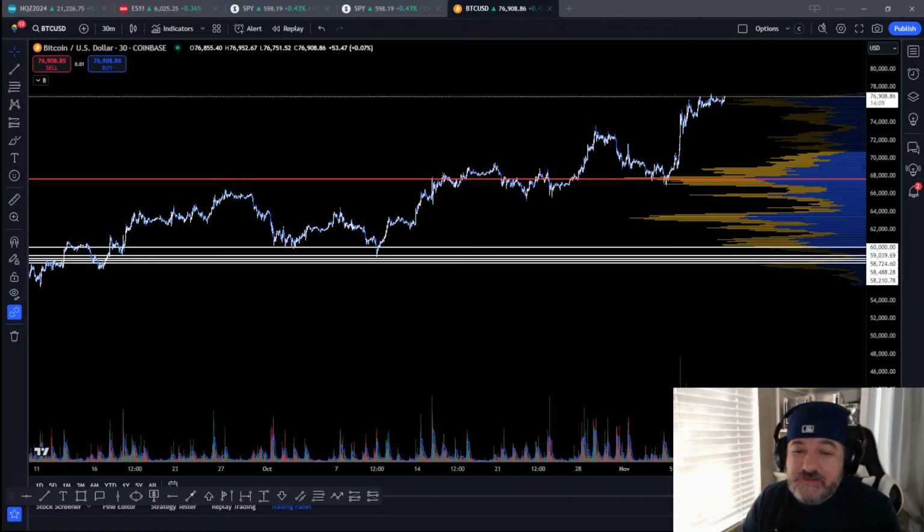I just have one option trade that I found for you guys, one setup that I liked, and then from there, I'll just chart SPY really quick. So let's start with the option trade.